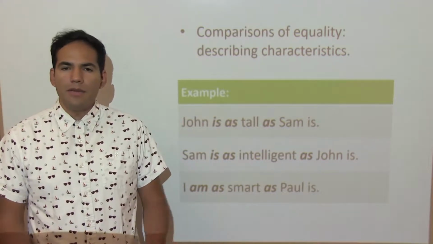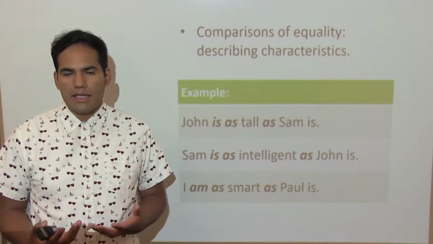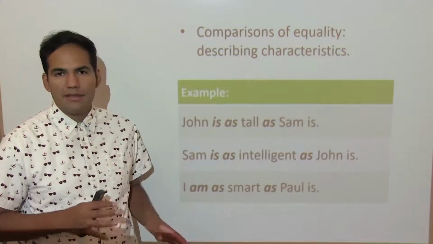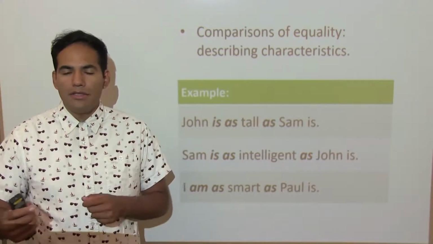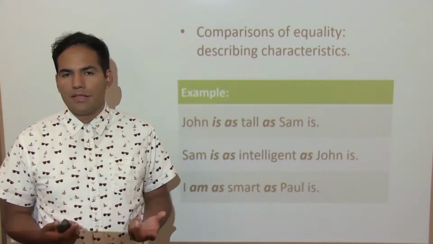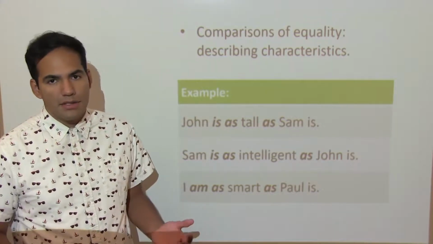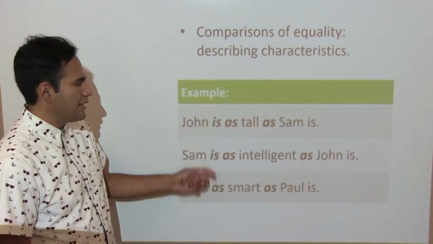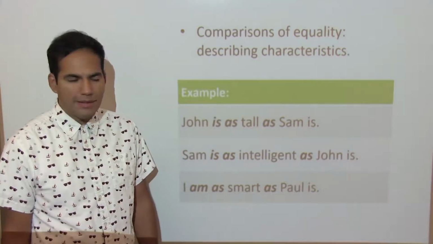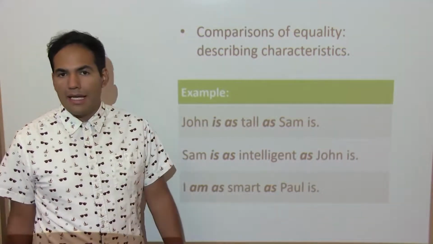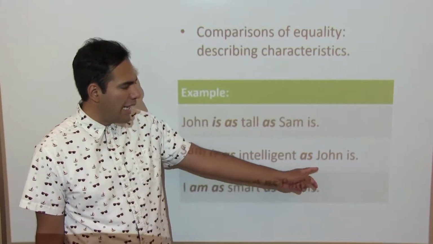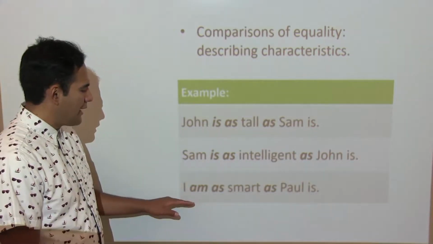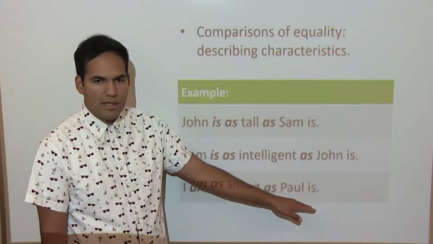So first of all, let's start with the way we do it in English. I have here 3 examples that show us the grammar structure of comparisons of equality when using adjectives to describe a characteristic. For example, our first example says, John is as tall as Sam is. Our second one is, Sam is as intelligent as John is. And the last one, I am as smart as Paul is.